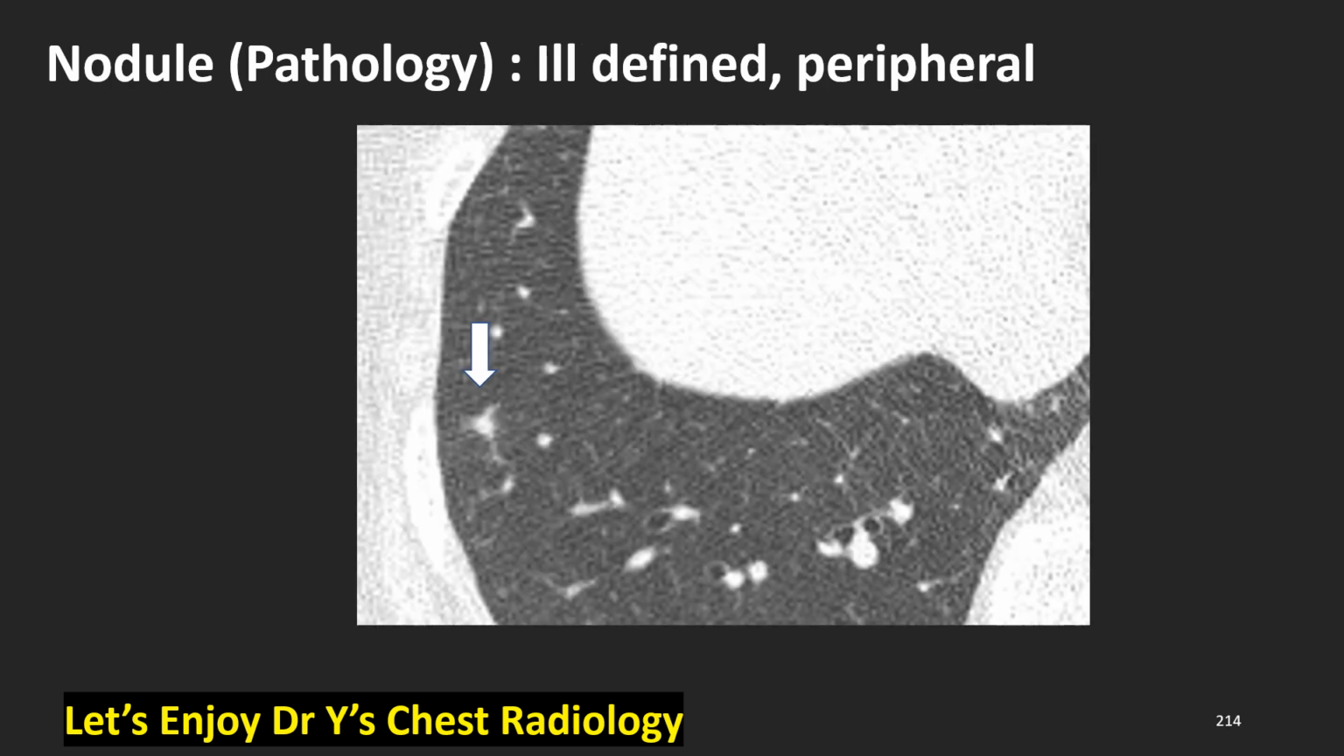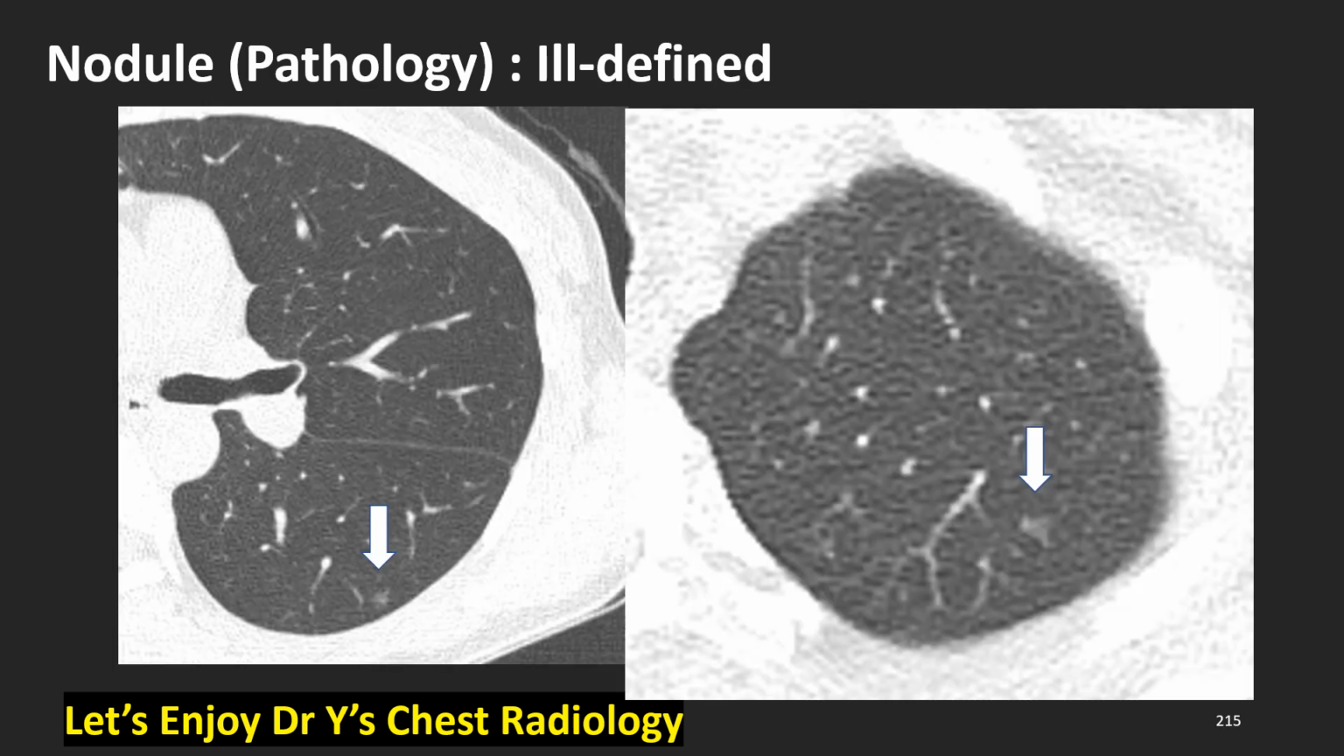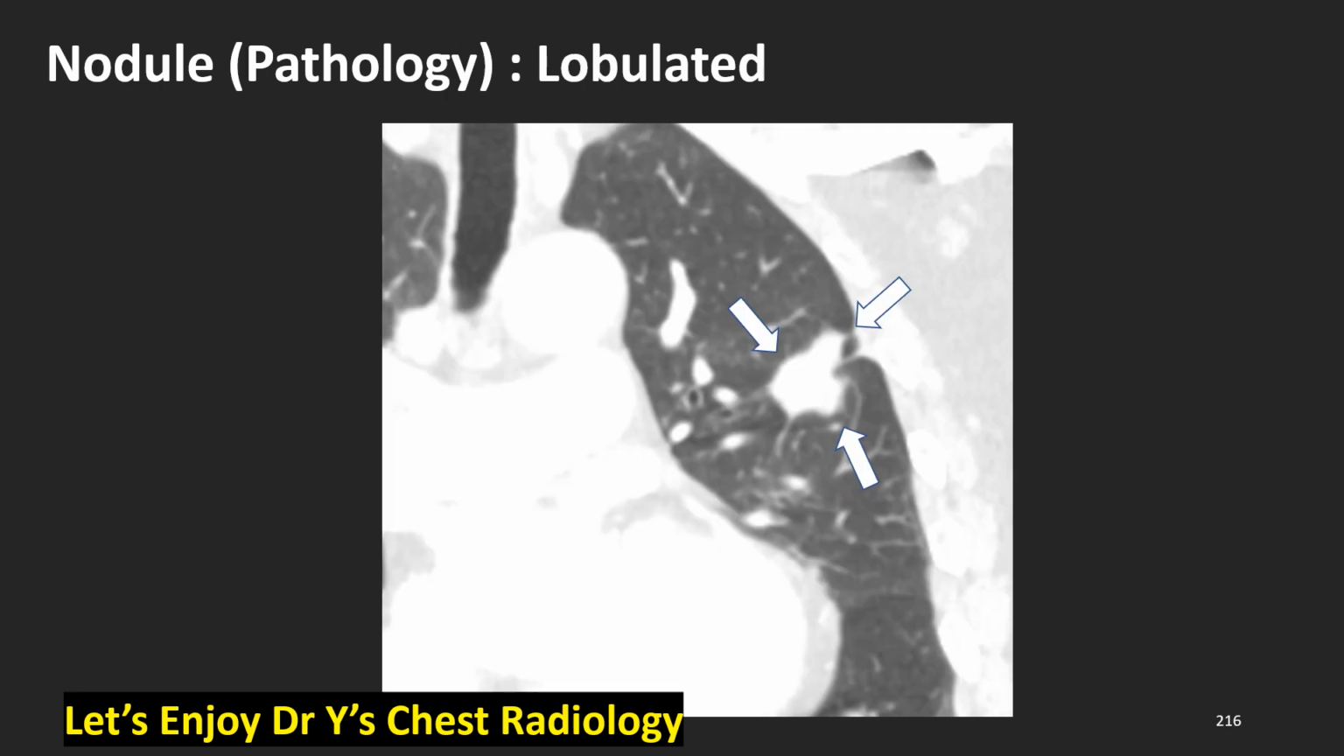Nodule pathology. Arrow indicates a nodule, ill-defined nodule, peripheral nodule. Nodule pathology. Arrows indicate ill-defined margined nodule in left lung. Nodule pathology. Lobulated. Arrows indicate a nodule with lobulated margin.